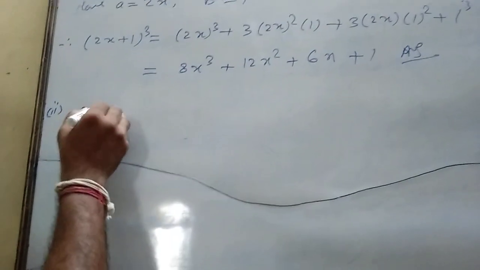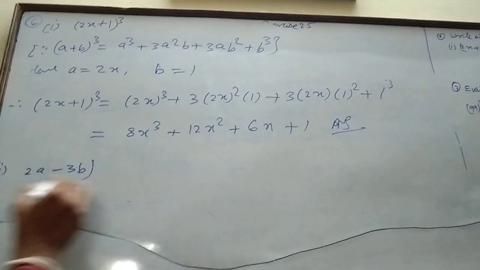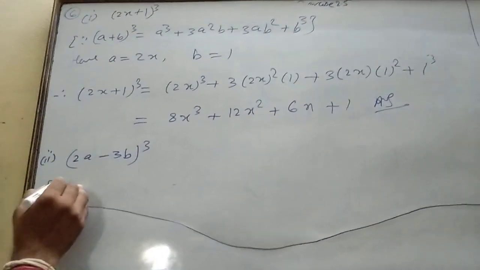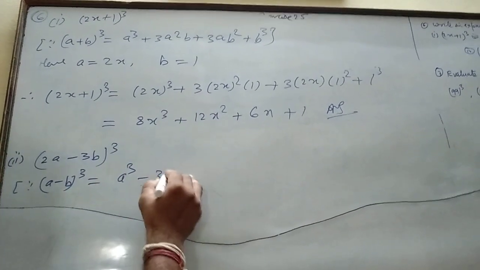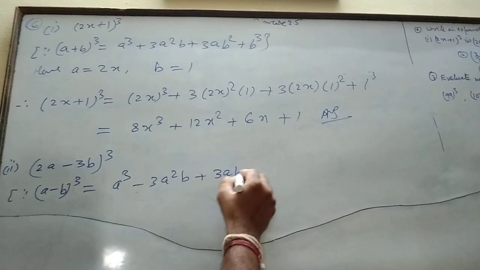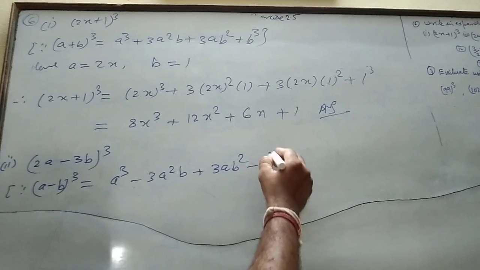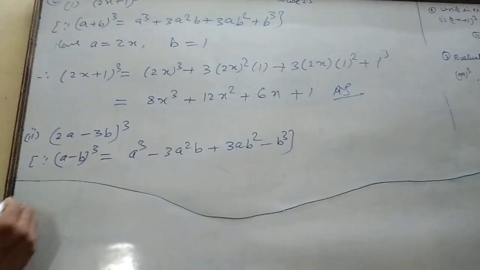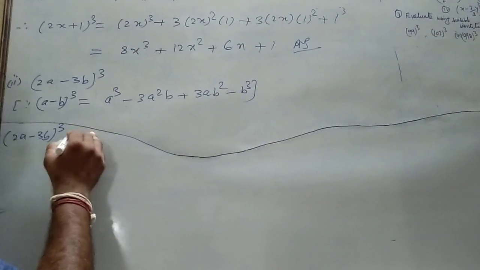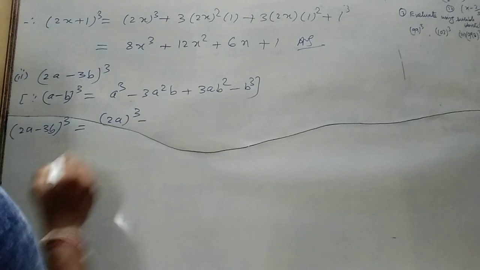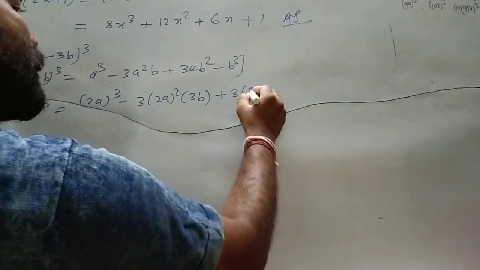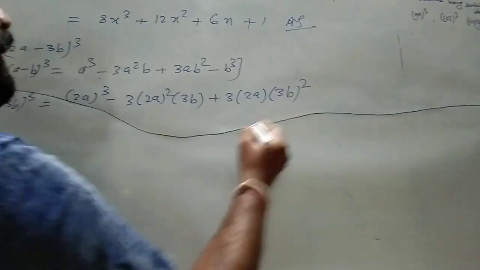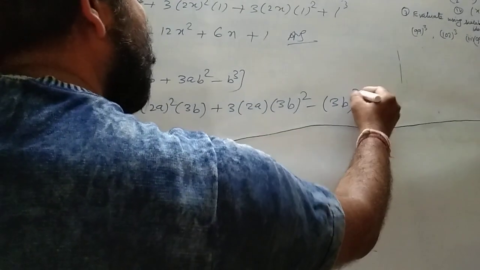Question: (2a − 3b)³. In a similar way, we know that (a − b)³ = a³ − 3a²b + 3ab² − b³. Then (2a − 3b)³ is equal to (2a)³ − 3(2a)²(3b) + 3(2a)(3b)² − (3b)³.